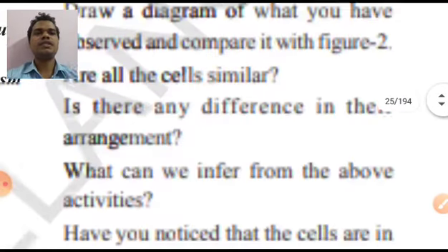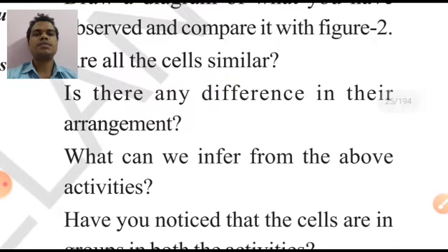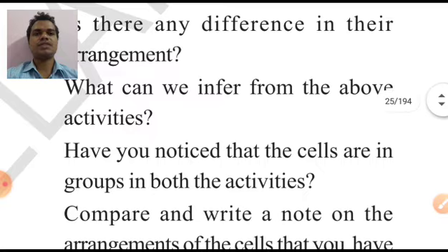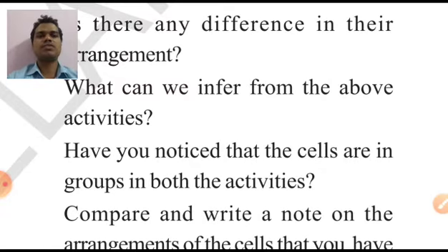Is there any difference in their arrangement? Yes, their arrangement is different. All the cells are not similar. What can we infer from the above activities? From the above activities, we have observed that all cells and all parts are not similar. Different parts have different structure, because leaf cells are different from root cells.